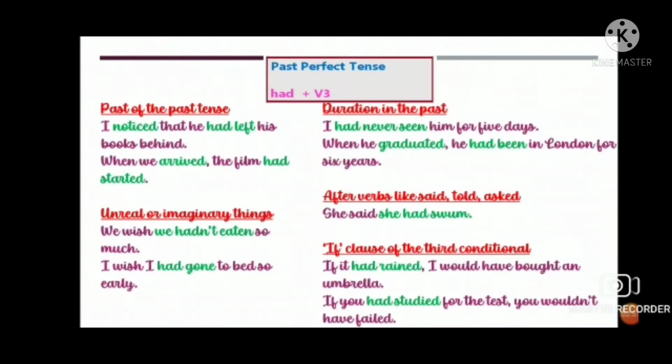That is what we usually say. I noticed he left his books. I noticed that. I saw he left his books. That is what we use, but that is wrong usage.